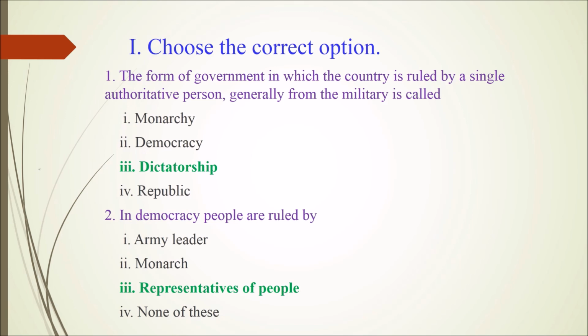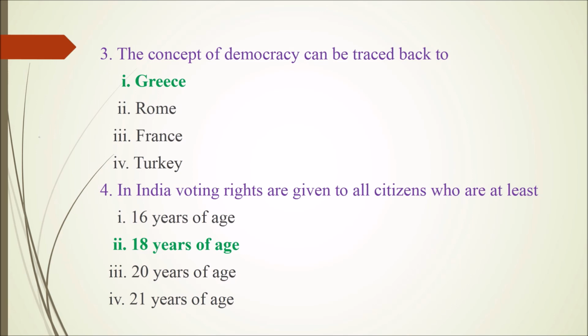Question number 2. In democracy, people are ruled by option 1 army leader, option 2 monarch, option 3 representatives of people, option 4 none of these. So the correct answer is option 3 representatives of people. Question number 3. The concept of democracy can be traced back to option 1 Greece, option 2 Rome, option 3 France, option 4 Turkey. So the correct answer is option 1 Greece.